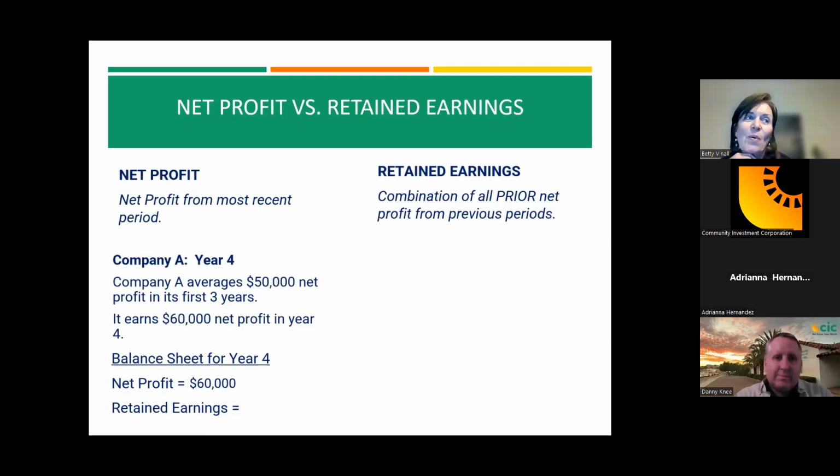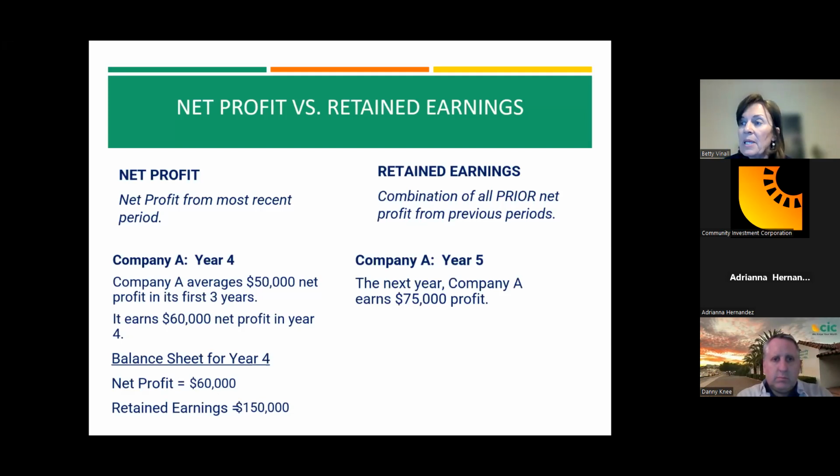Okay, so the balance sheet, so we have the net profit at $60,000 and the retained earnings are $150,000. So the retained earnings are a combination of all the prior net profit from previous periods. If your business had a loss, that would also change the retained earnings. So it would just reduce the retained earnings.